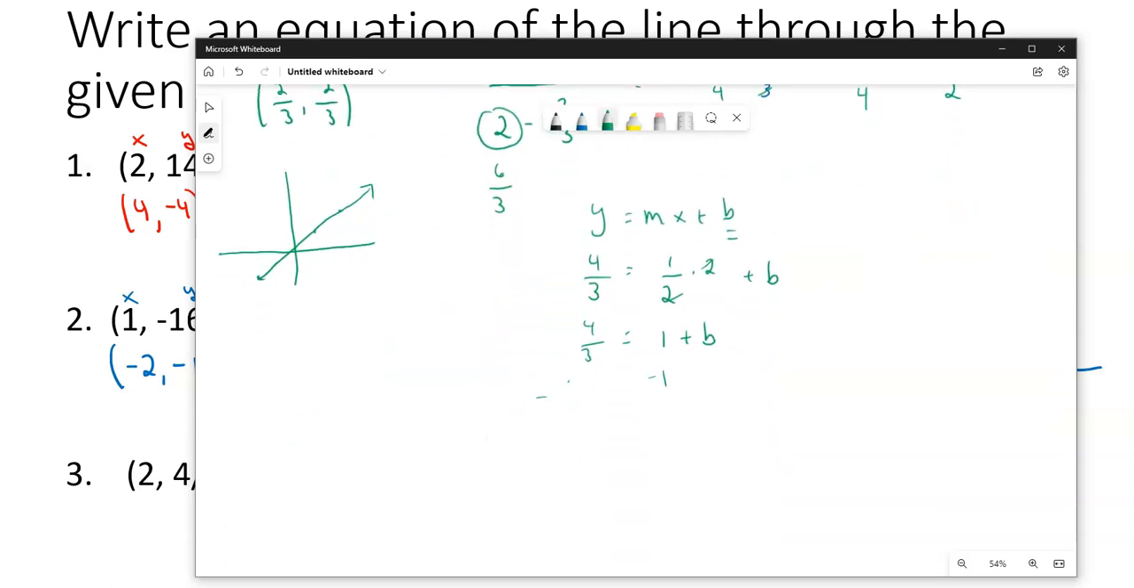1 is the same thing as 3/3, so when I subtract the 1 from the left side, I'm going to think of it as 3/3. 4/3 minus 3/3 is 1/3. So my y-intercept is 1/3.